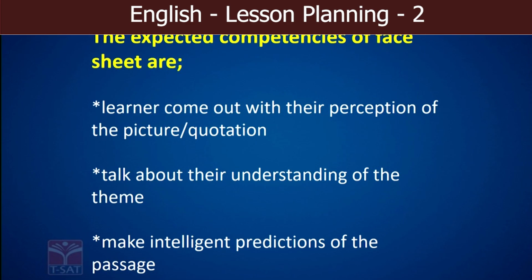Exactly what they are thinking about that picture also, they are coming out with their own idea. Here the child will not show any hesitation to speak out by looking into that picture. What is there in the mind, definitely they will try to speak it out, and make intelligent predictions of the passage. So, whatever the passage or the poem or the quotation or the picture given in that face sheet, definitely they are trying to create an intelligent prediction. What exactly they are thinking is going to come out.